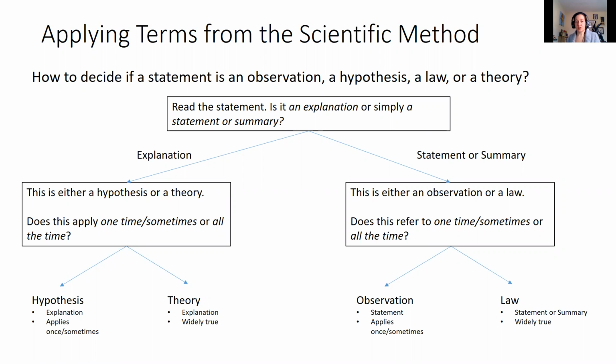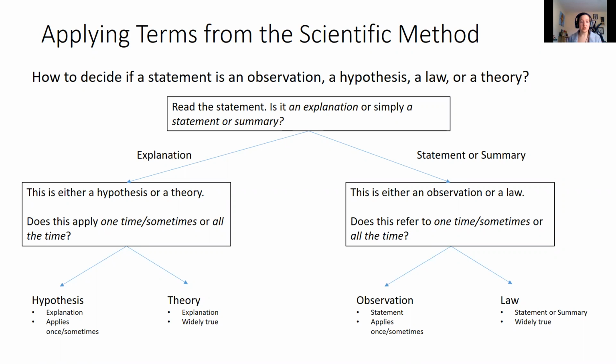Hi, everyone. I wanted to follow up with our class today by providing you with an outline for how to decide if something is an observation, a hypothesis, a law, or a theory. So I made a little flowchart. I'm a big fan of flowcharts that hopefully will help guide you as you decide.